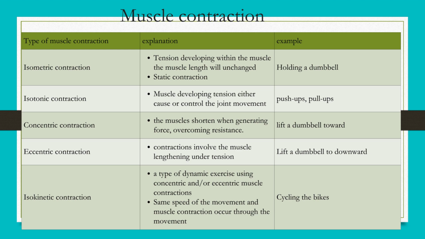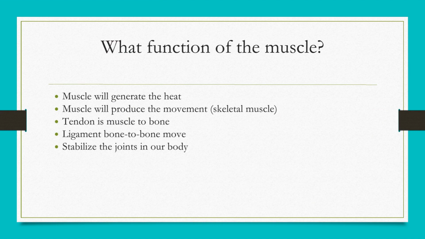In isometric contractions, the muscle generates force without changing length, leading to no visible movement of the joint. These contractions are essential for maintaining posture and stabilizing joints. For example, when you hold a weight in a fixed position without moving it, the muscles involved are undergoing isometric contractions. That is the function of the muscle.